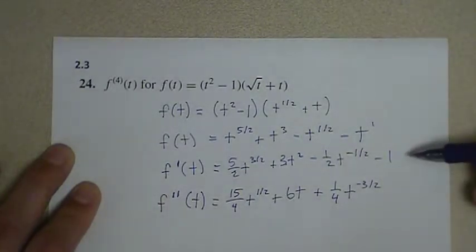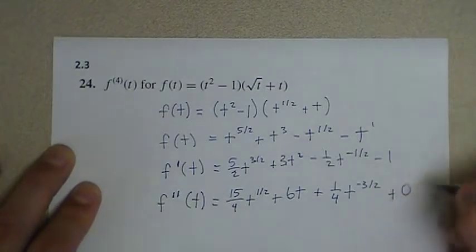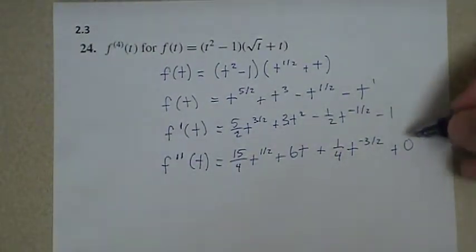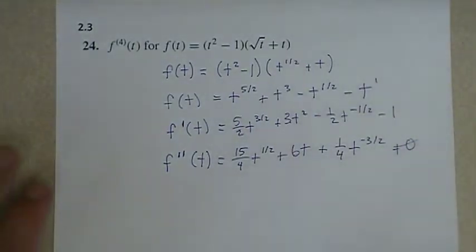Derivative of the negative 1 is going to be 0. Derivative of a constant is 0. I can put that on, I don't really have to. I could have put minus 0 plus 0, whatever. It's gone. It's out of the way. So now we only have 3 terms left.